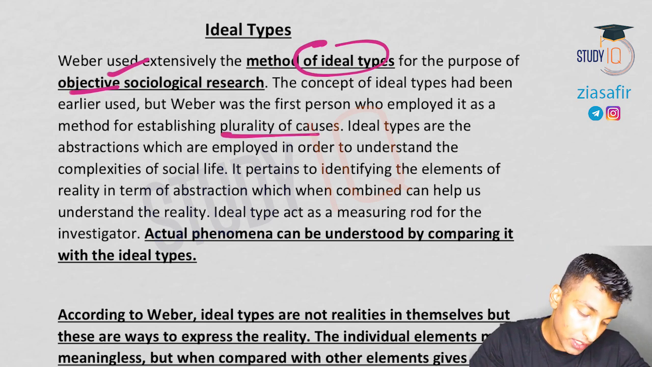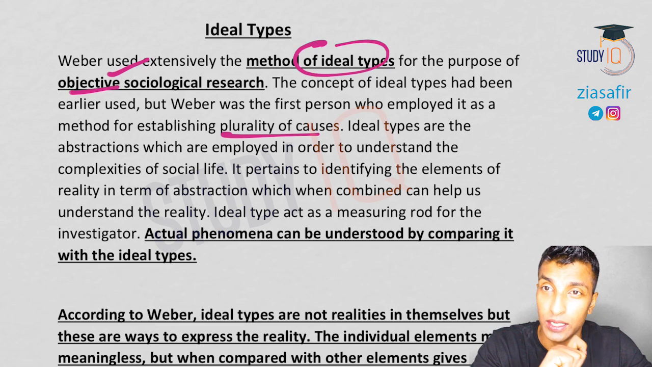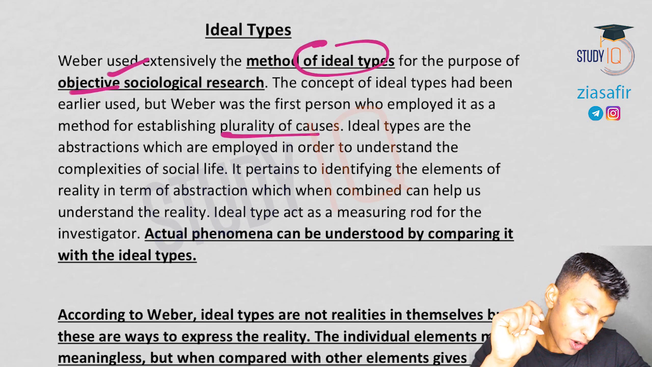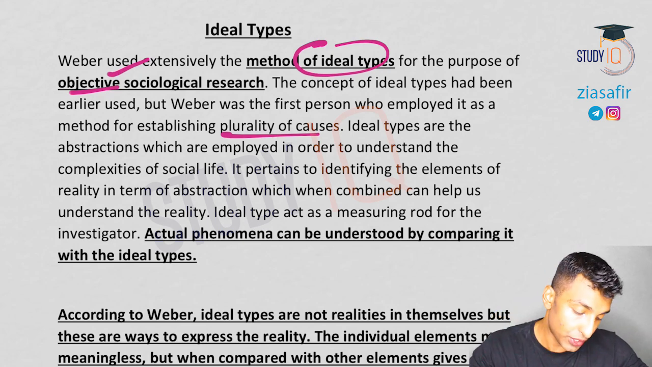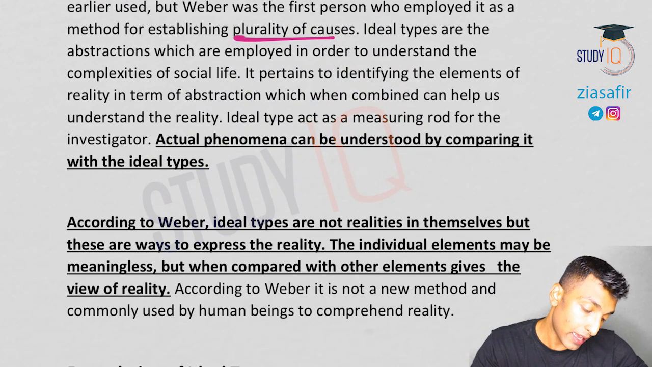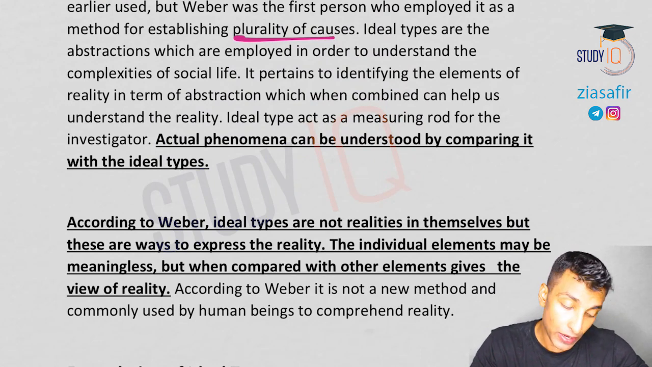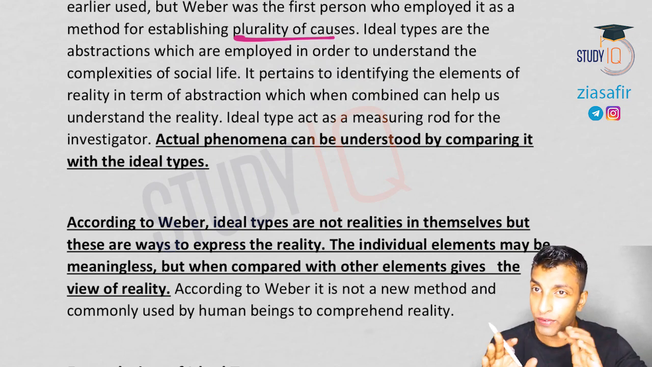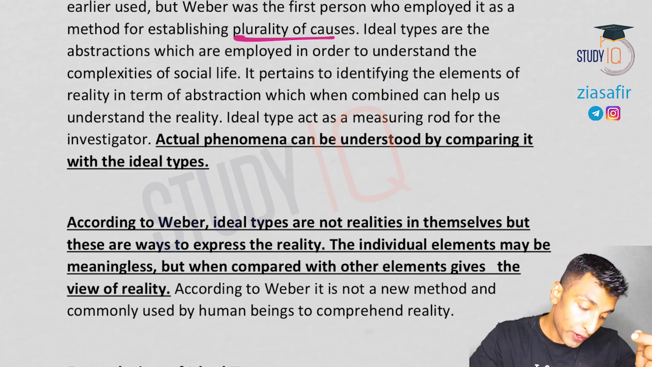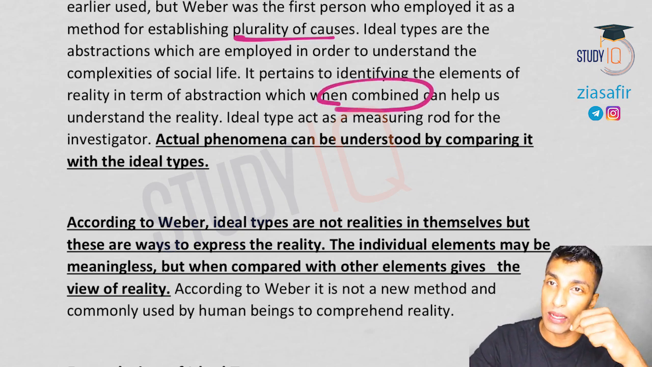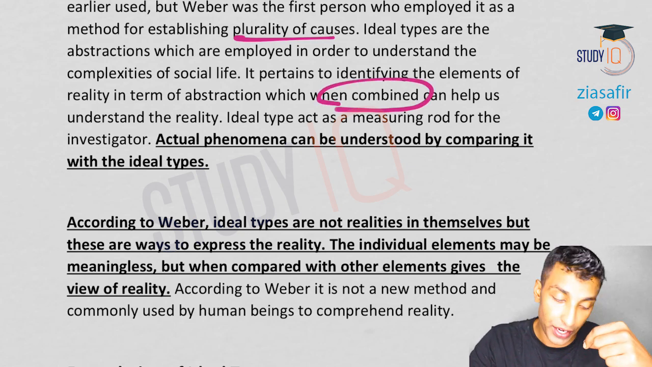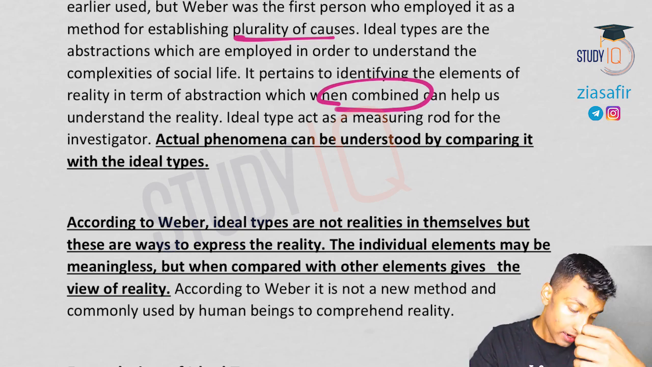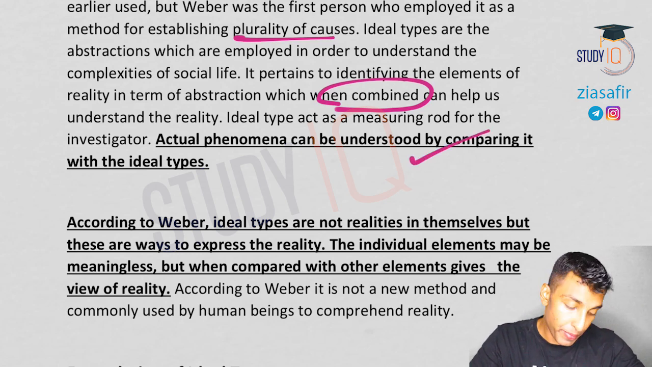What do you mean by plurality of causes? We have already discussed it in causal pluralism, so I'm not getting into that detail. Ideal types are abstractions which are employed in order to understand the complexities of social life. It pertains to identifying the elements of reality in terms of abstraction, which when combined can help us understand the reality. So individual elements are meaningless. If they are combined, this is the most important word, you can actually understand the reality. So ideal type acts as the measuring rod for the investigator. Actual phenomena can be understood by comparing them with the ideal type.